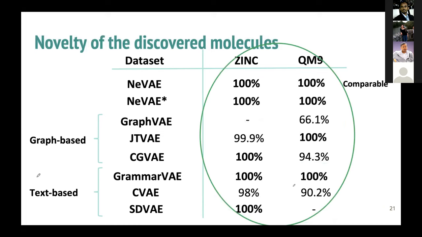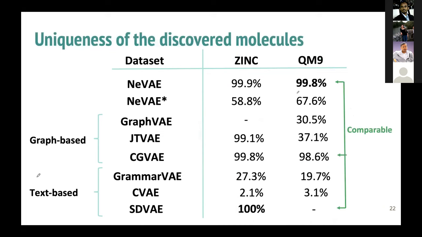Coming to the novelty, in both of our cases we are actually generating novel molecules, and many graph-based methods generate novel molecules too. But in many cases, we see that the competing graph-based methods fail to generate unique molecules.